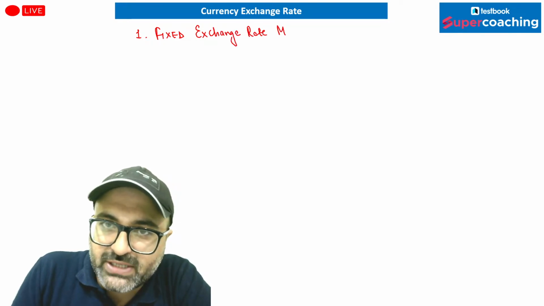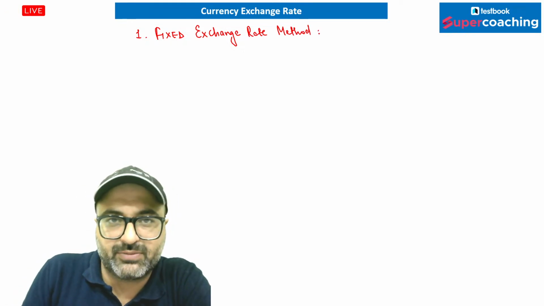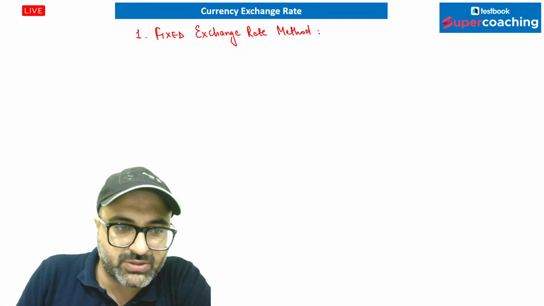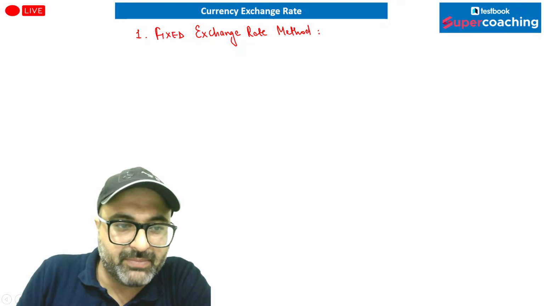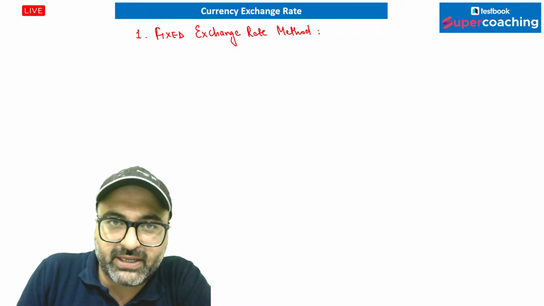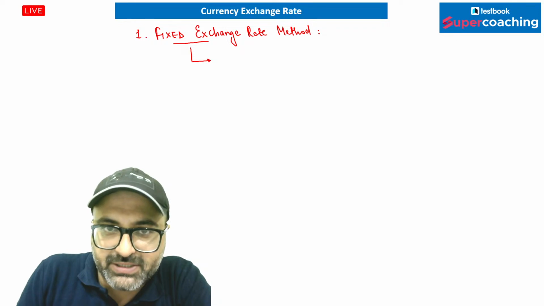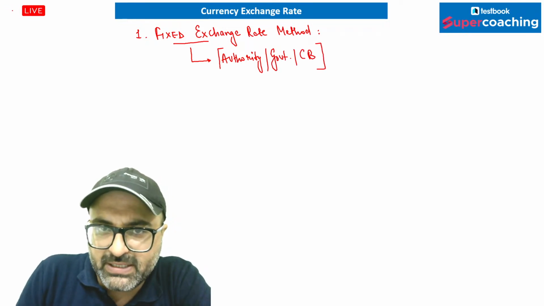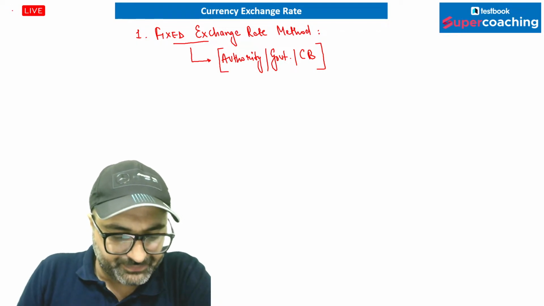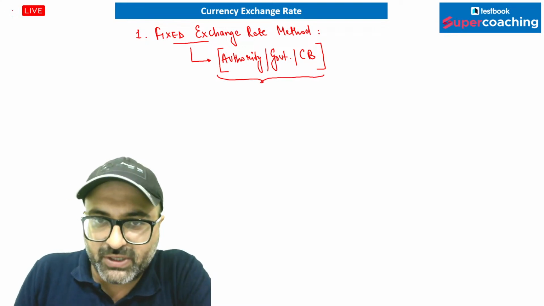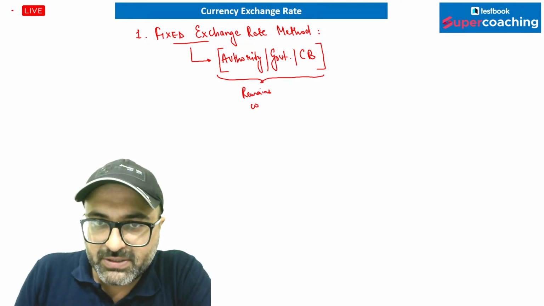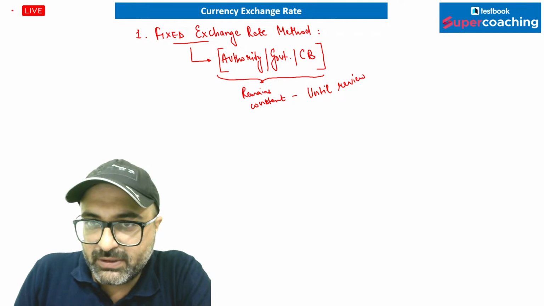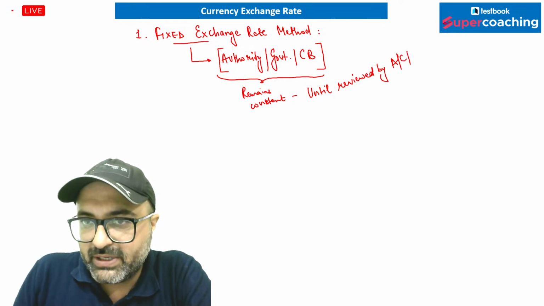Now the question is, what do you understand by the fixed exchange rate method? In very simple terms, the fixed exchange rate method basically means the method in which the exchange rate is decided by the government, or by an authority, or maybe by the central bank, and this exchange rate remains constant until reviewed by the authority, government, or central bank.